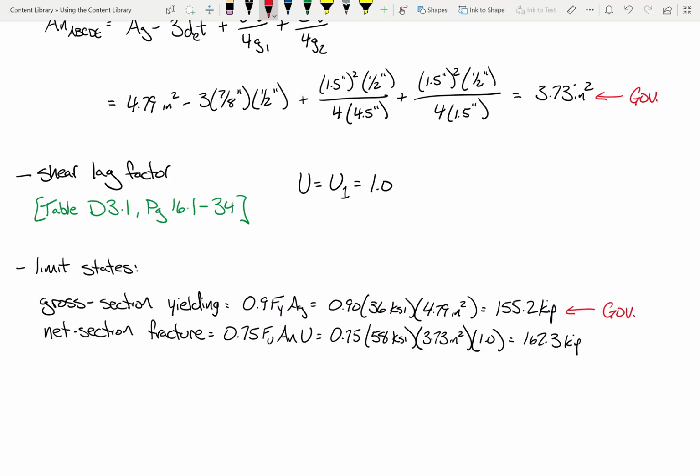And the truth is, we don't know until we just start doing the problem. I mean, it's just the truth. We can't understand that unless you can just look at the connection and see which one governs. I'm not that good. I can't just look at it and know that gross section yielding is going to govern. We got to do the math. But that's basically what happened here. We did all this discussion about net area and shear lag and ended up not governing. And so our answer is that.